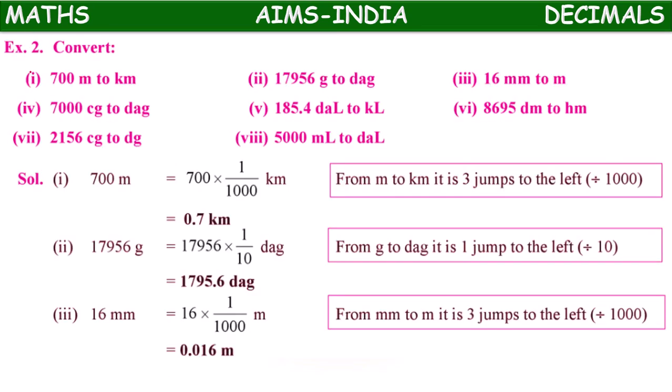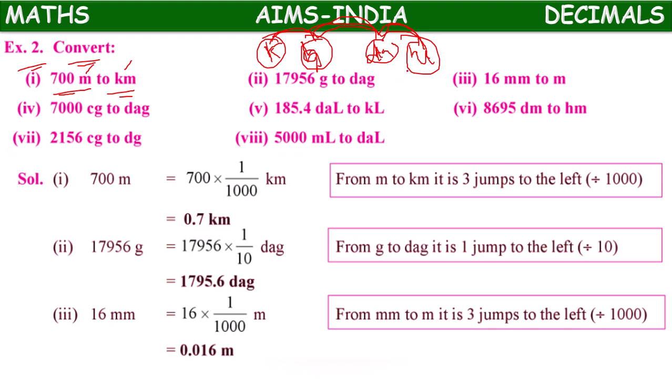Next, example 2. Convert 700 meters to kilometers. So here meter means it will be in units place. Before that we will have decameter and hectometer. Before hecto, kilometer. So here meter to kilometer means we are moving from lower to higher.